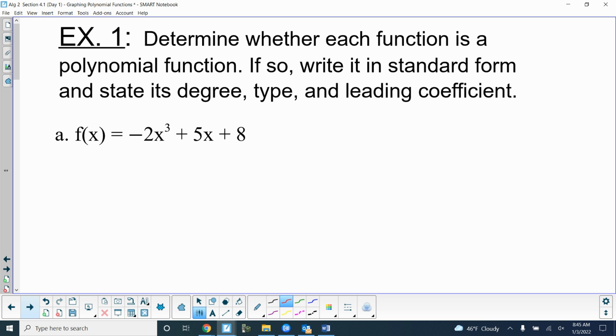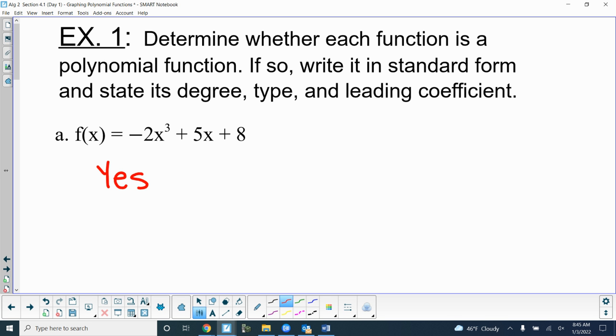Are our exponents 0, 1, 2, 3, 4, 5, and so on? Yes. Right? We don't have any fractions, no variables as exponents and stuff. So, yes, it's a polynomial function. All right. Write it in standard form. Is it in order from highest exponent down to the constant? So it's already written in standard form. So that part's done for you.